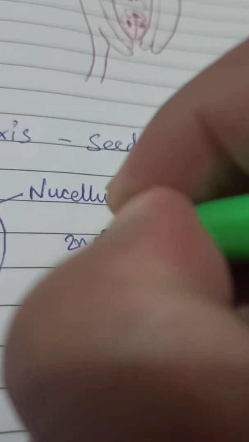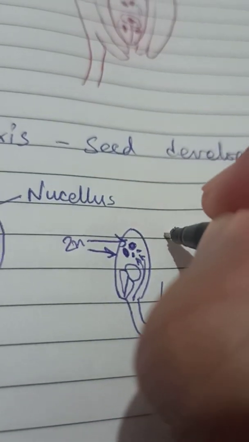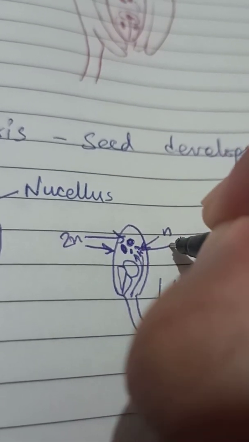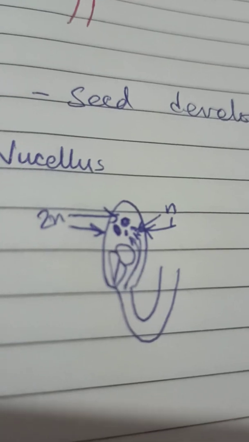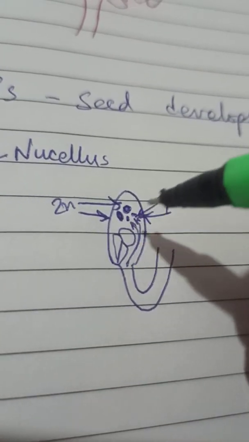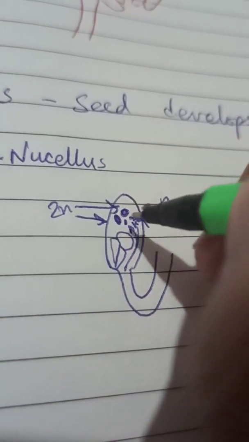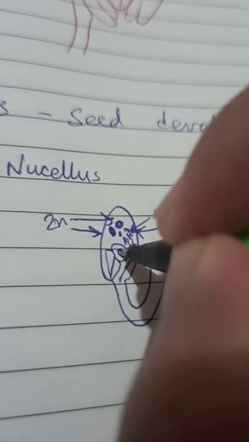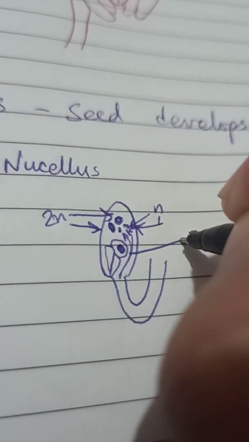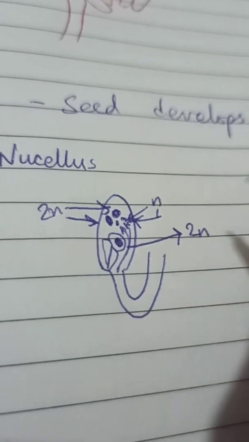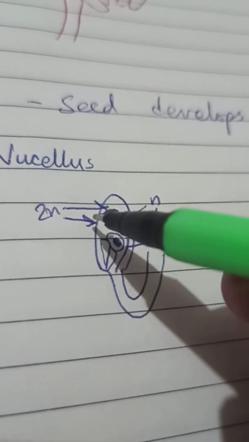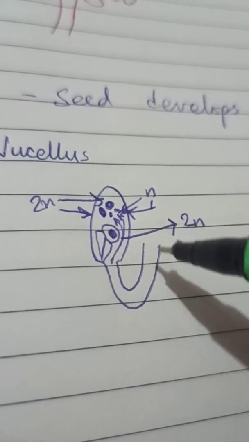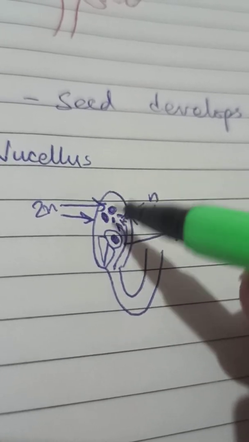Okay, it is 2n, both of them, whereas this is n, both of them are n. All right, so we are going to find that this is going to transform into endosperm as normal, whereas this egg cell, which is now diploid, is going to develop directly into the embryo. So now we'll get a seed from here.